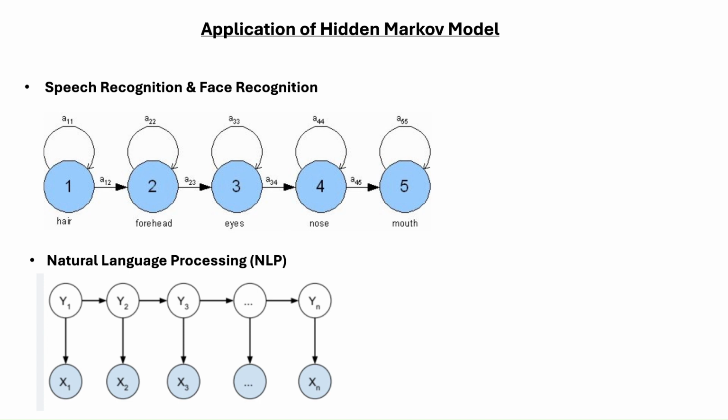Application of hidden Markov model. They are used in speech recognition and face recognition, where certain parts of the speech can be called the hidden states, and the observed or the known values can be called the observed sequence. Similarly, in natural language processing too. Here, according to the diagram, we see that there are few values that are missing between y3 and yn, and those are the hidden states.